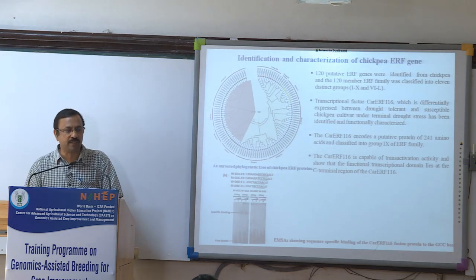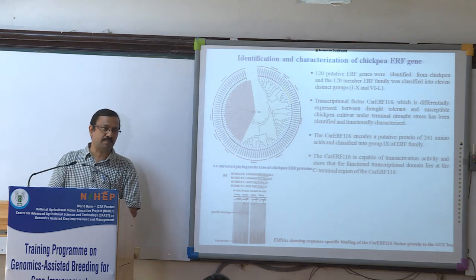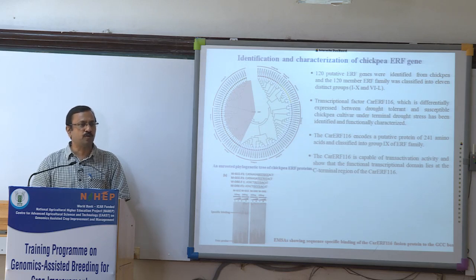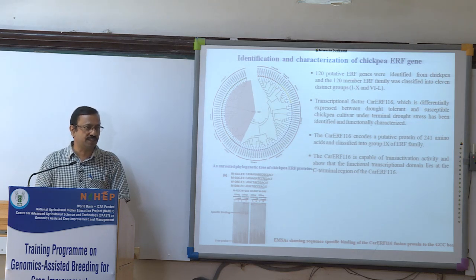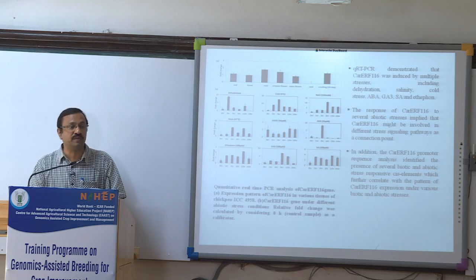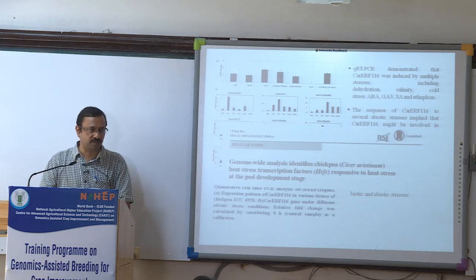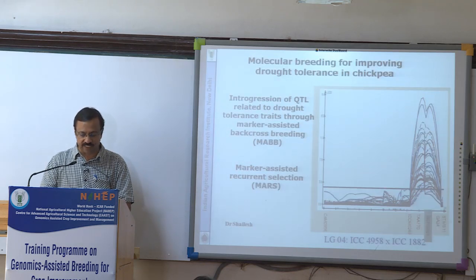But then we were looking at a group of genes, for example, the ERF group of genes. This is a large family apart from the DREB genes and the NAC genes, the ERF group of genes which play a major role not only in drought but in most stresses, in salt stress and in cold stress. So we were looking at how these genes function and respond, and this has proved that they also play a major role in chickpea, not only in drought but in salinity.